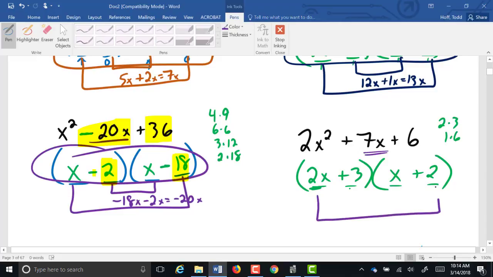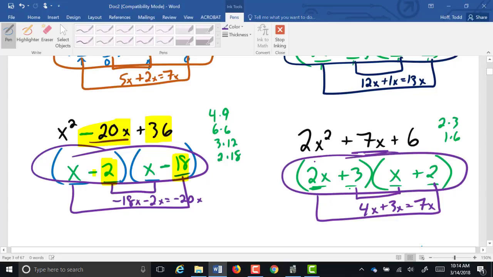Now we've got 2x times 2 is 4x. On the inside, 3 times x is 3x. Adds up to the 7x, what we were looking for. So 2x squared plus 7x plus 2 factors to 2x plus 3 times x plus 2. So it gets to be a lot of fun there.